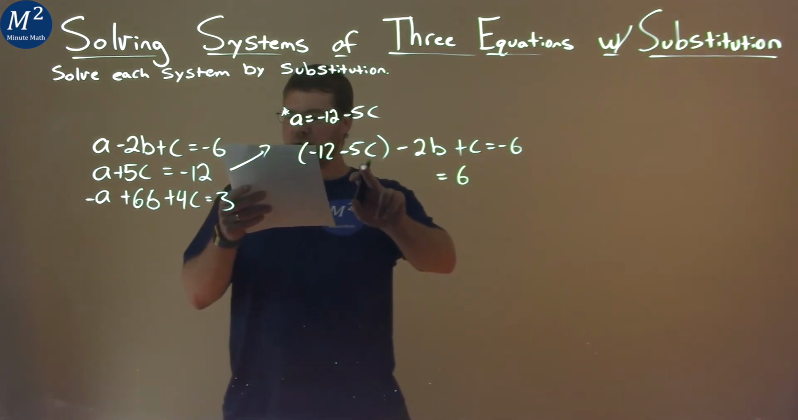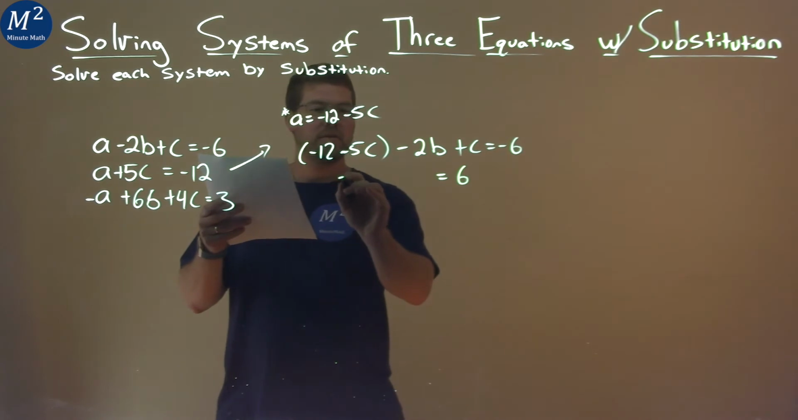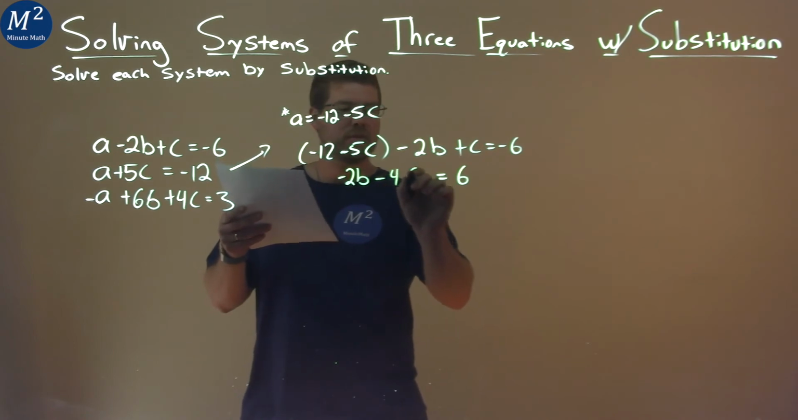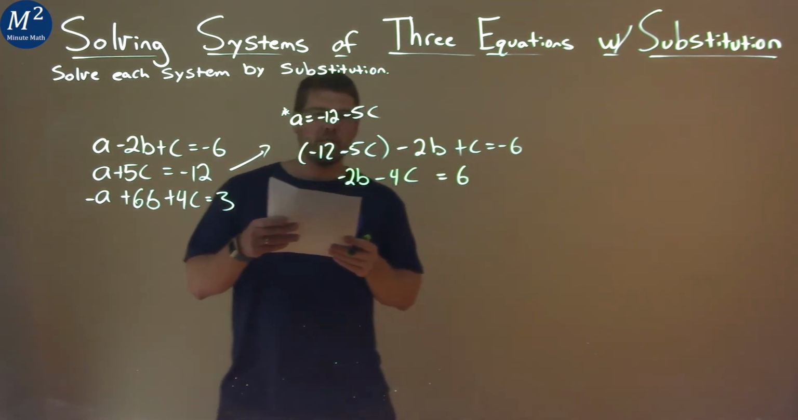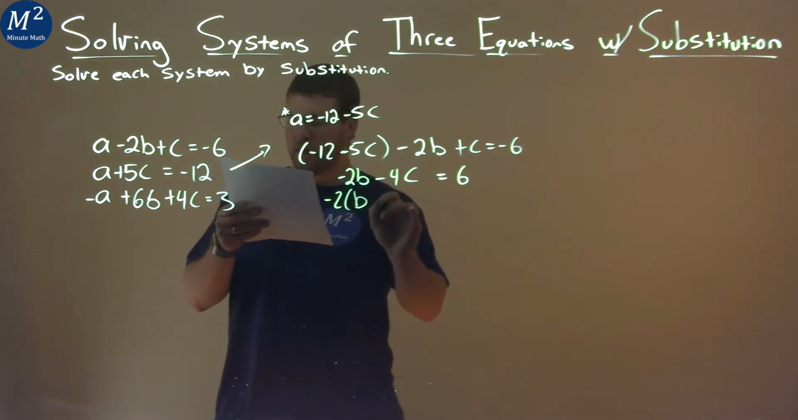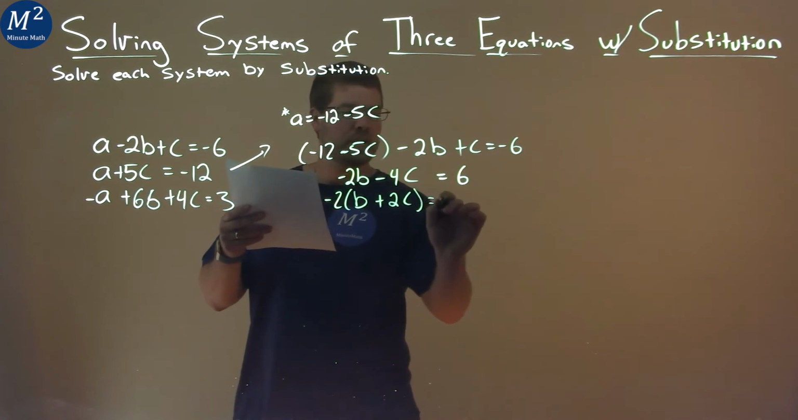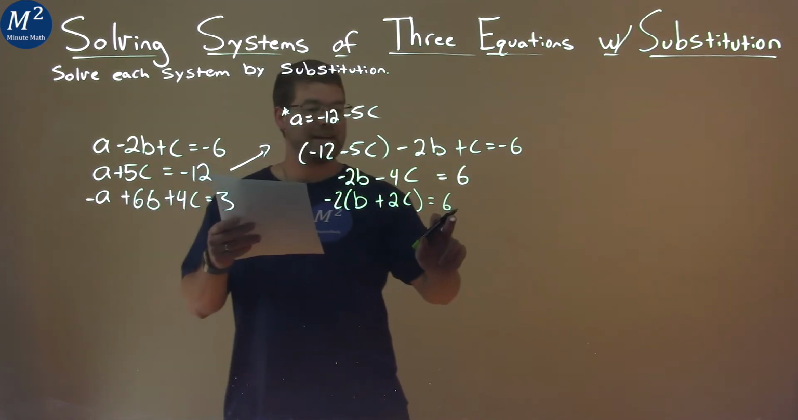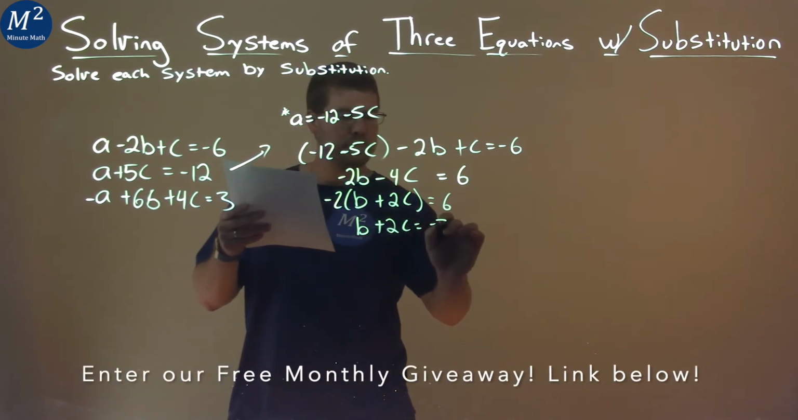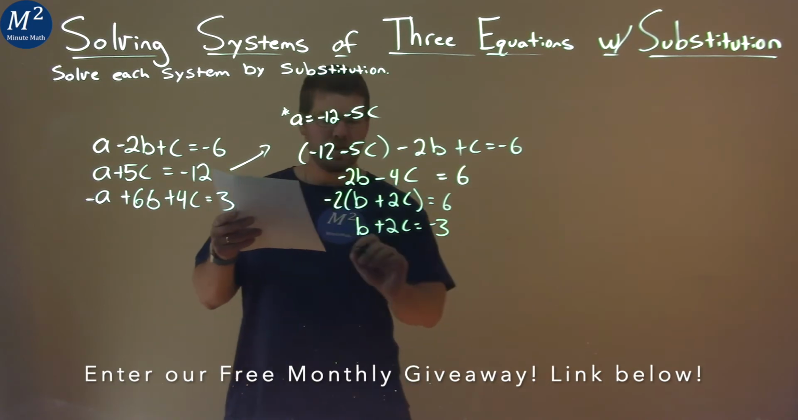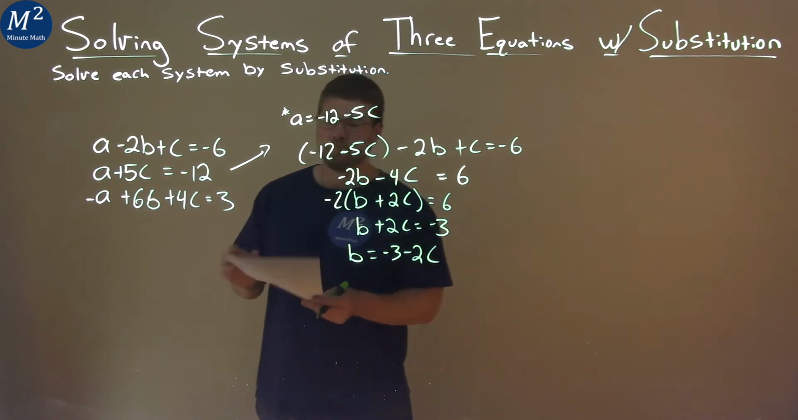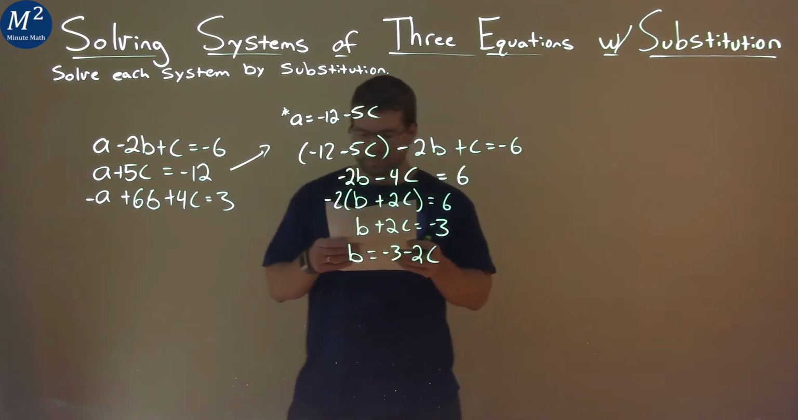Then I'll put b's first, negative 2b over here. And then negative 5c plus 1c is a negative 4c. Then from there, if I pull out a negative 2 from both parts here, I'm left with b plus 2c, and that's equal to 6. Divide both sides by negative 2, and I have b plus 2c equals negative 3. Subtract 2c from both sides, and b is equal to negative 3 minus 2c.